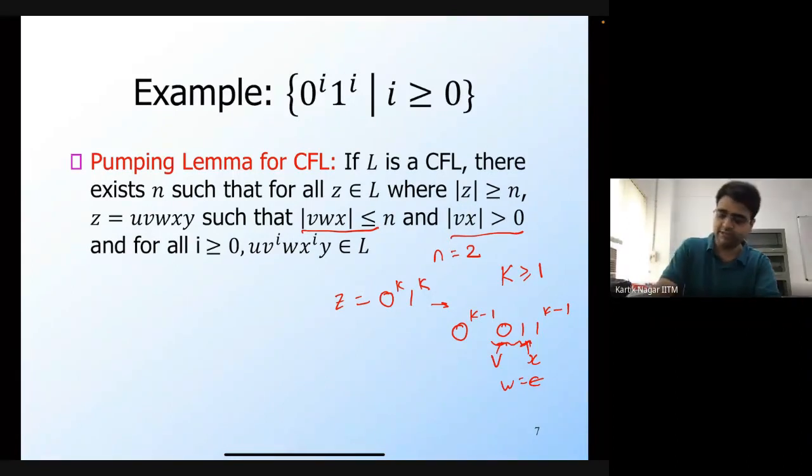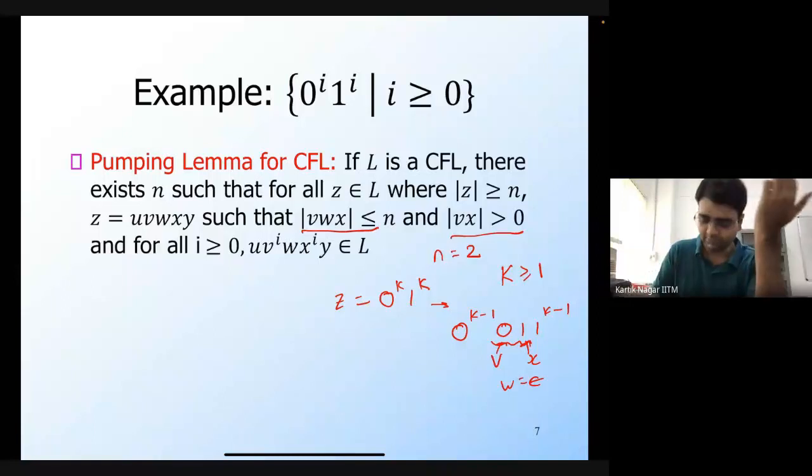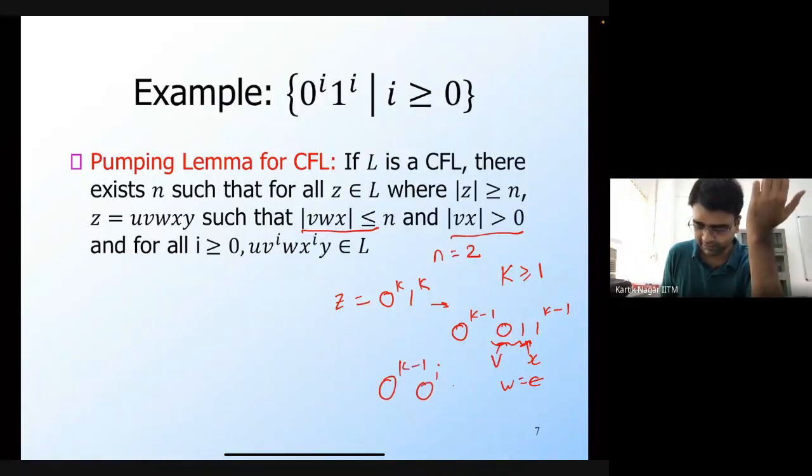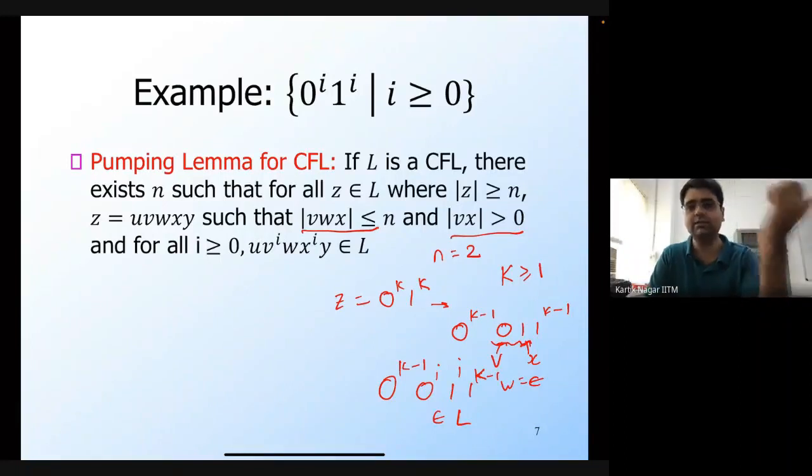And now, if I pump the 0 and 1 in tandem as many times as I want, then the resulting string is still going to have as many zeros as ones. So therefore, it will actually be in the language. The resulting string would be 0 to the power k minus 1, 0 to the power i, 1 to the power i, and 1 to the power k minus 1, which is still in L, because it has the same number of zeros as ones. So therefore, this particular language does obey the pumping lemma for CFLs.